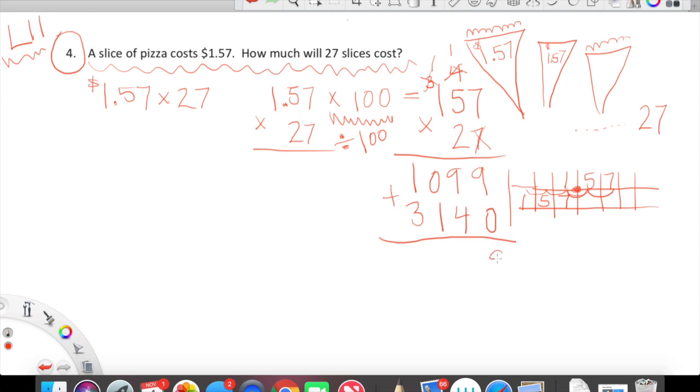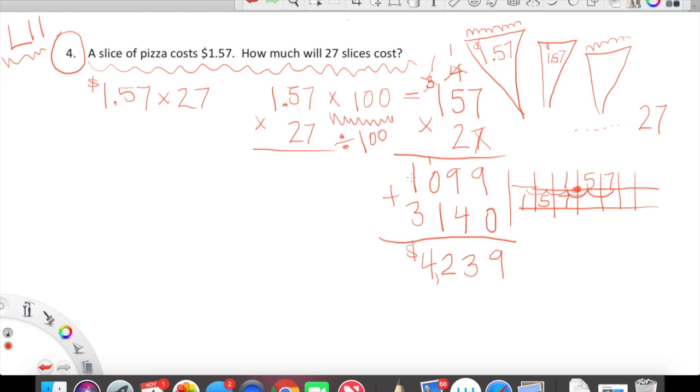We have 9 plus 0 is 9. 9 plus 4 is 13. We have 2, and then we have 4. Wow, that's a lot of money for pizza. Oh wait, no, we have to do something. What do we have to do? Oh, we're looking for 1.57 times 27, not 157. I multiplied 1.57 by 100, so I wouldn't have to multiply with decimals.